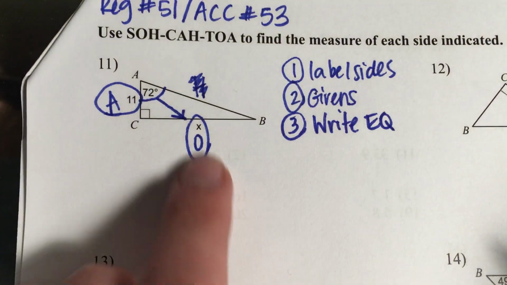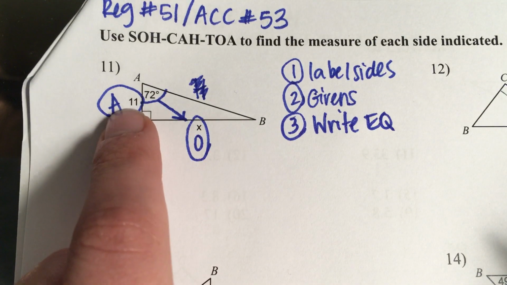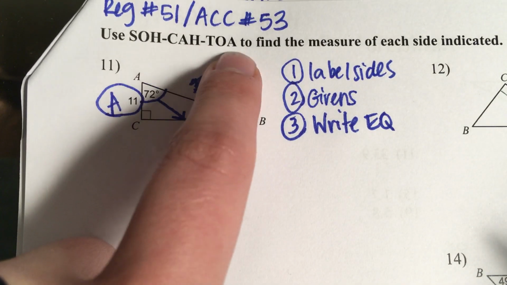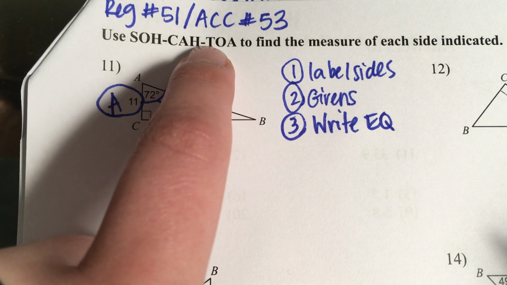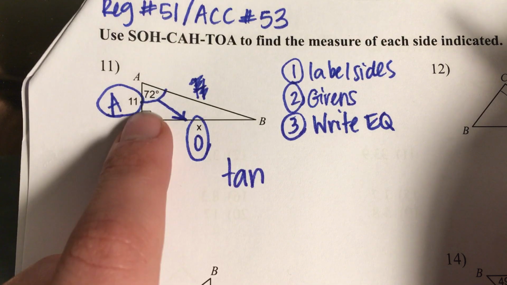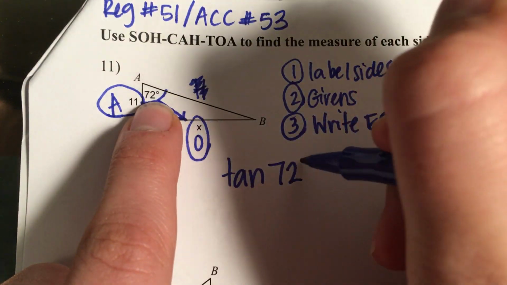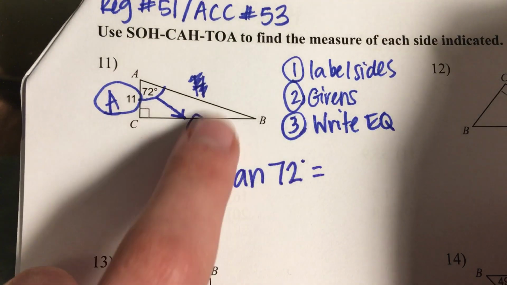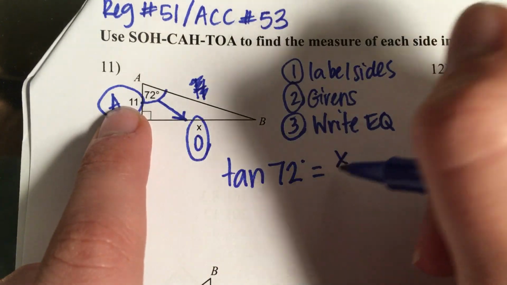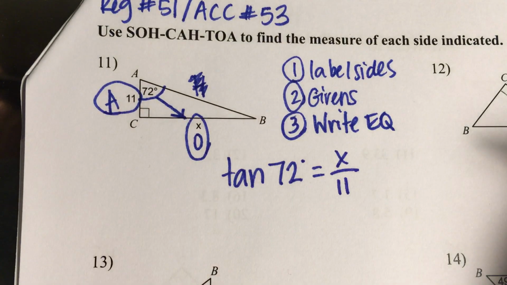And then my third part is to write the equation. In this case, I have O and A. Looking at SOH-CAH-TOA, the only one that has O and A in it is this one, so I'm going to use tangent. Tangent always goes with an angle next, so tangent of 72 degrees is equal to, in this case, opposite over adjacent, x over 11. So it'll be like that.